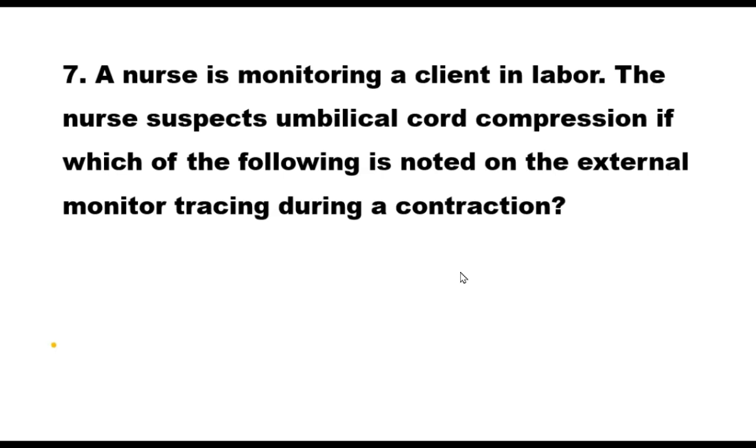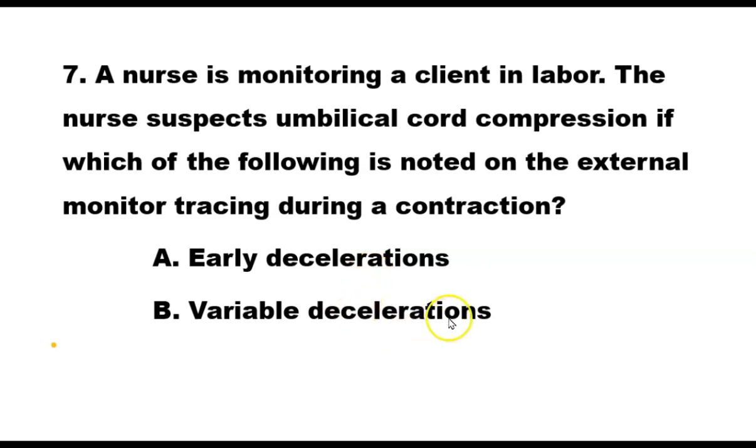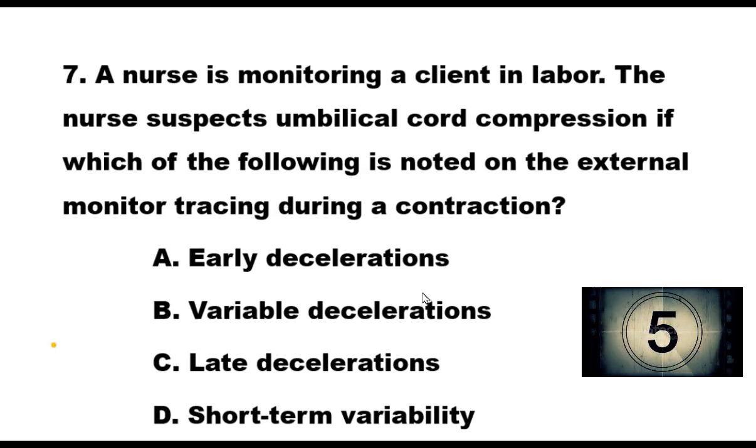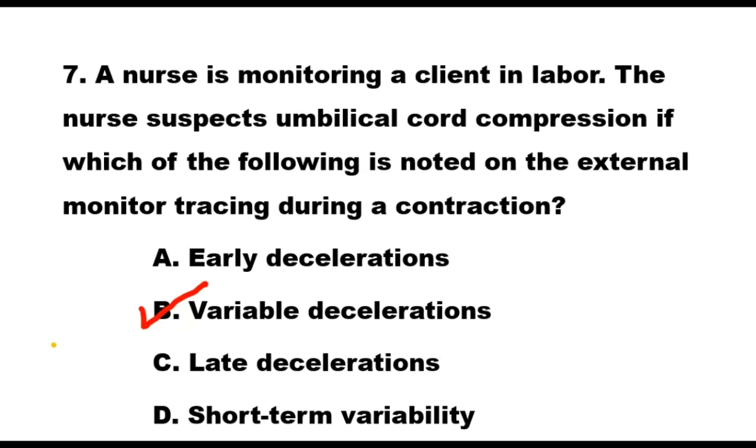Question number 7. A nurse is monitoring a client in labor. The nurse suspects umbilical cord compression if which of the following is noted on the external monitor tracing during a contraction? A. Early deceleration, B. Variable deceleration, C. Late deceleration, D. Short-term variability. Think about it for 5 seconds. The correct answer is B.